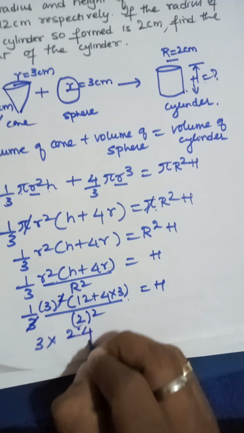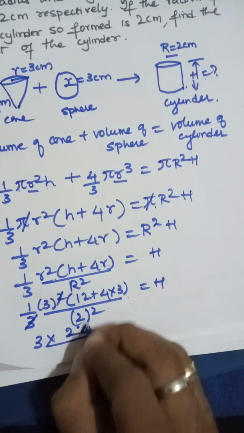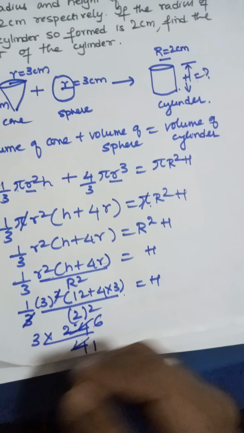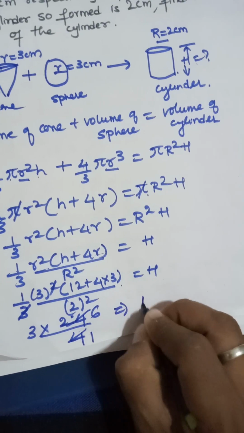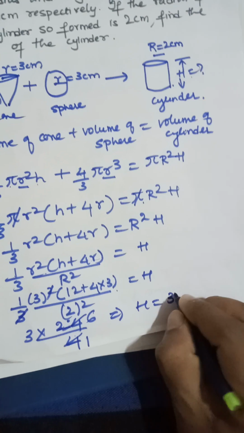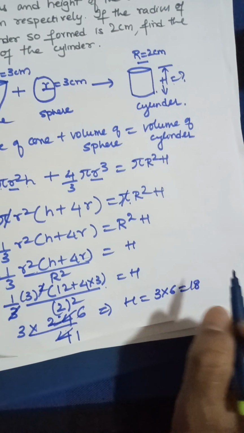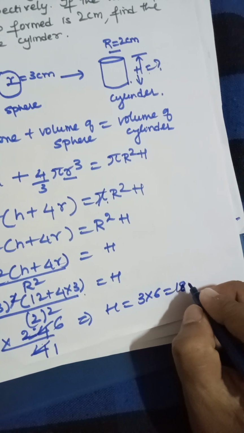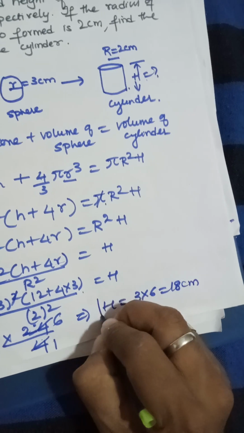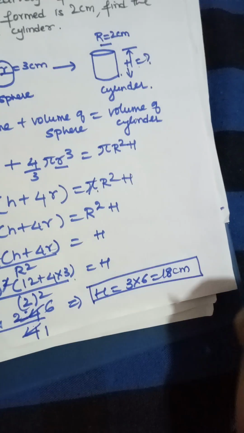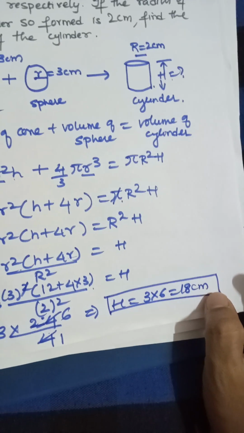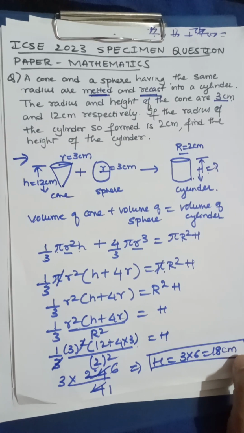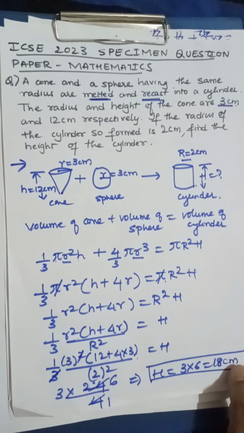24 by 2 square, which is 4. So 1 times 6 times, 4 sixes are 24. So H will be equal to 3 into 6. 3 into 6 is 18. Because the unit used in this question is centimeter, the height of the cylinder will also be in centimeters, and it is equal to 18 centimeters. This is how we can find the height of the cylinder. And what is the height of the cylinder? The height of the cylinder is 18 centimeters.